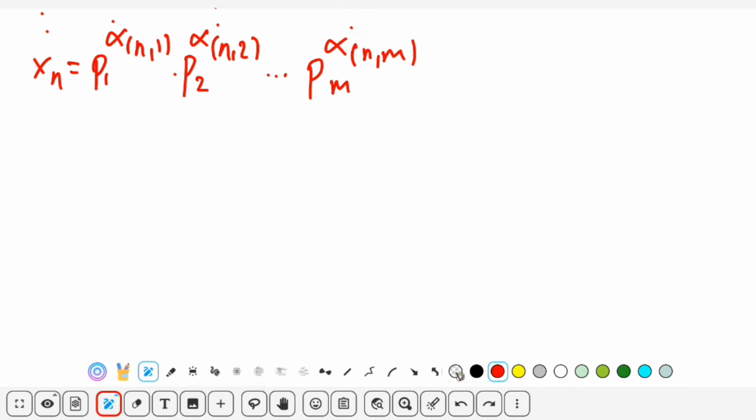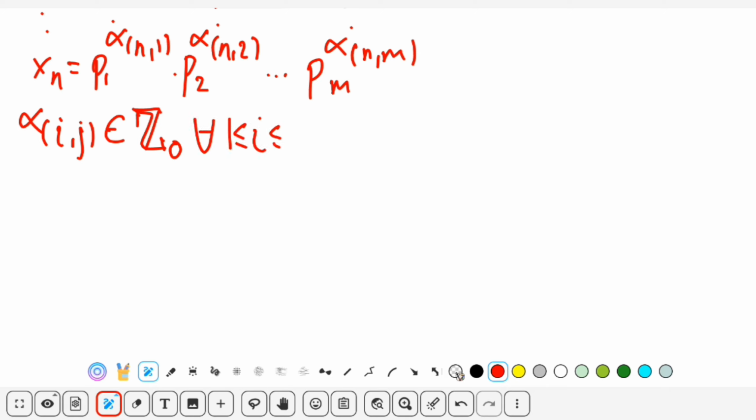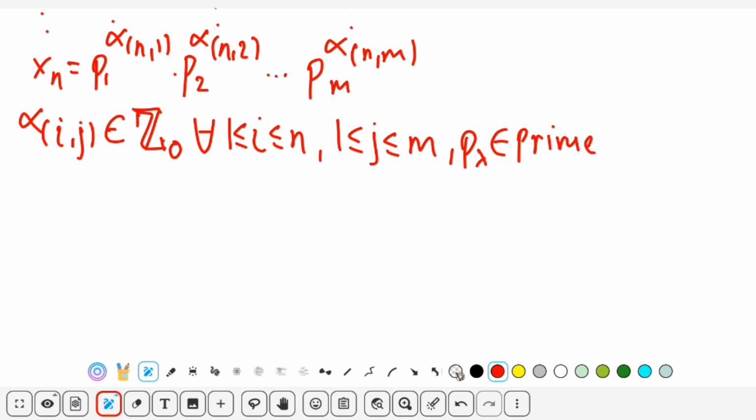Here alpha i comma j belongs to the non-negative integers for all 1 less than or equal to i less than or equal to n, comma 1 less than or equal to j less than or equal to m, and p lambda belongs to the prime numbers for all 1 less than or equal to lambda less than or equal to m.